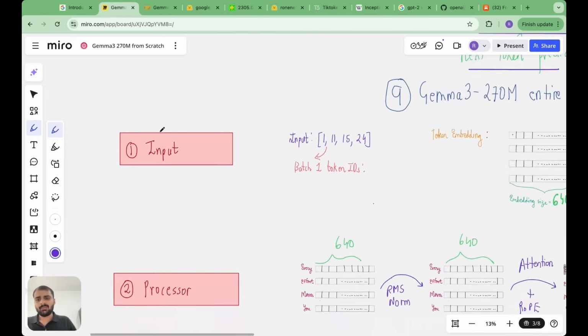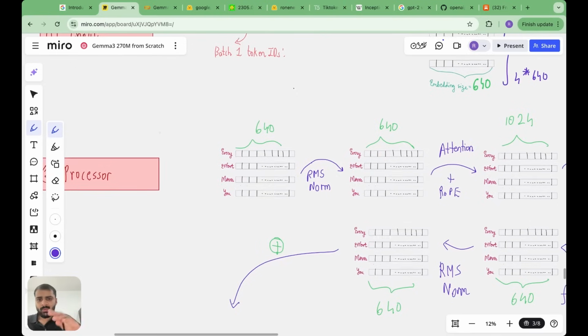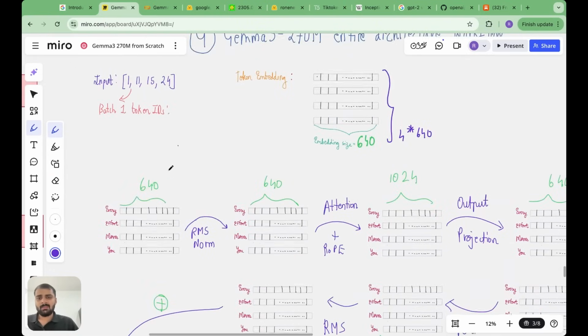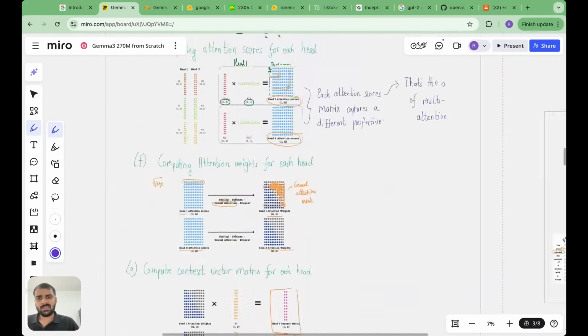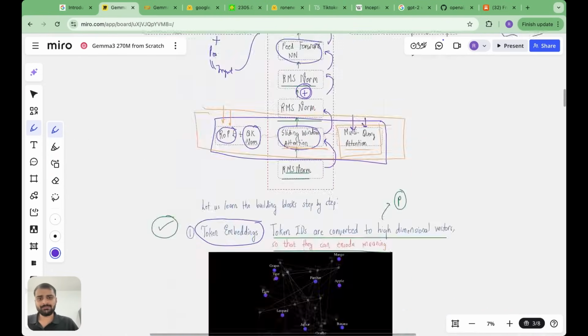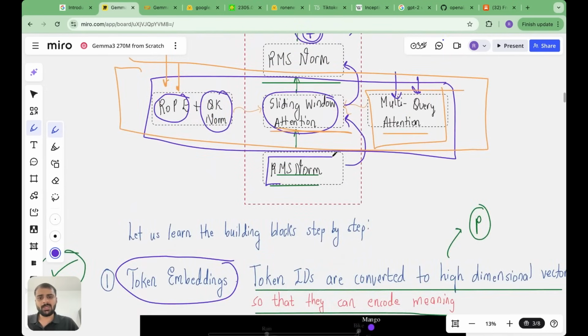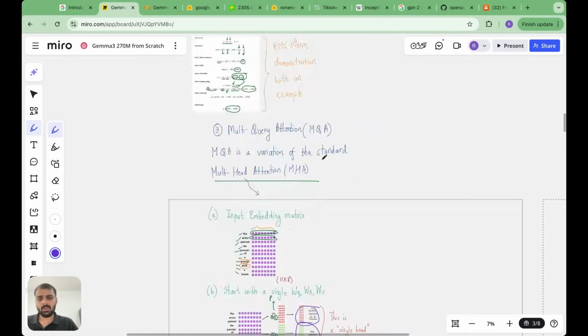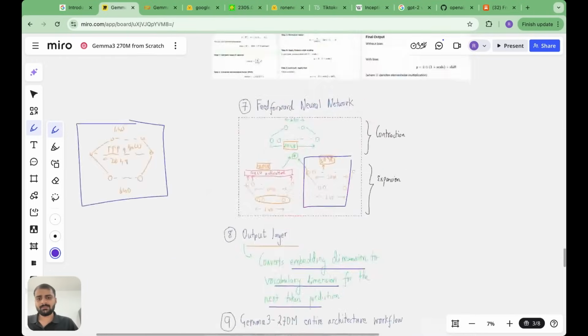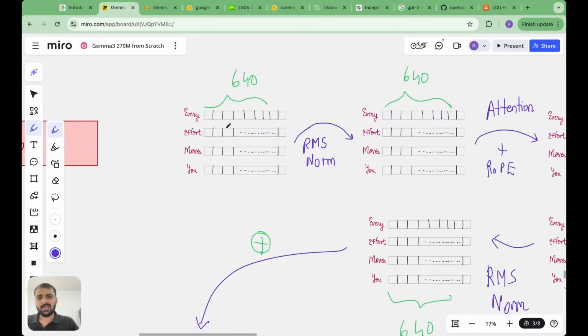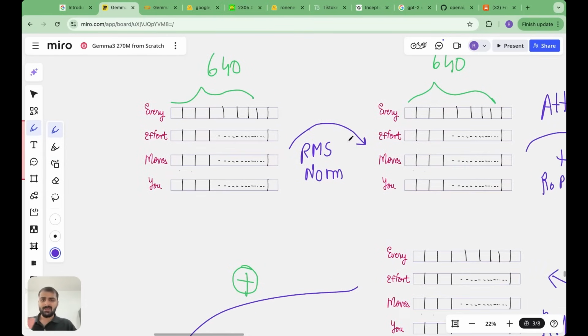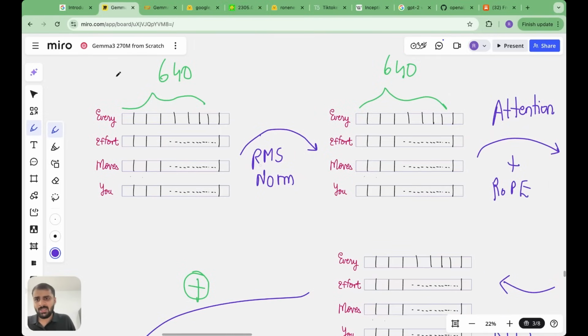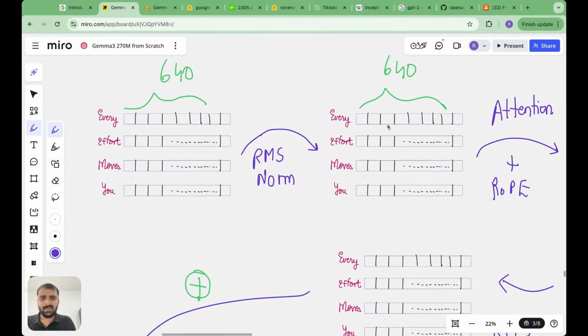That's the input block. Once we get out of the input block, we come to the processor block. And remember, in the processor block, the thing which we start out with is this RMS norm. That's the bottommost thing which we start out with in the processor block. Remember, RMS norm is an operation which is done vector wise. So there is no interaction between different vectors at this stage. Each vector is processed individually. So the dimensions remain intact.